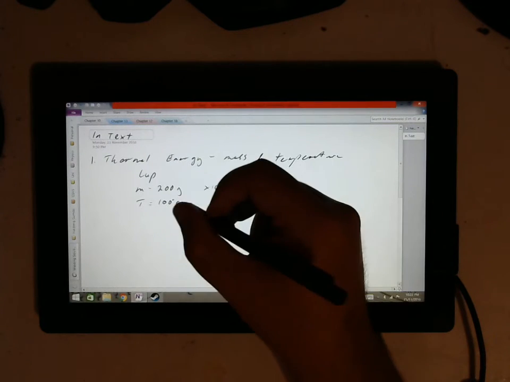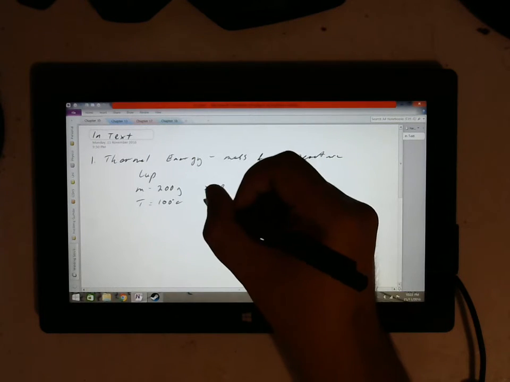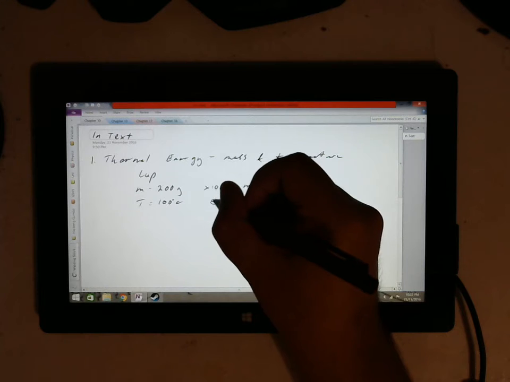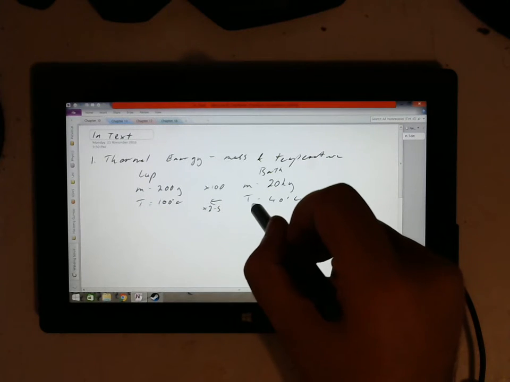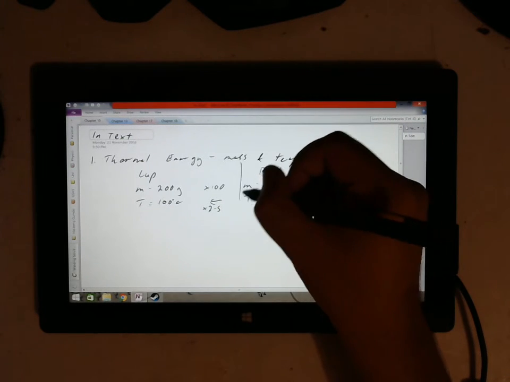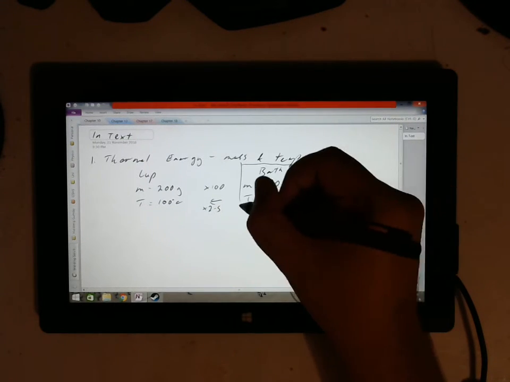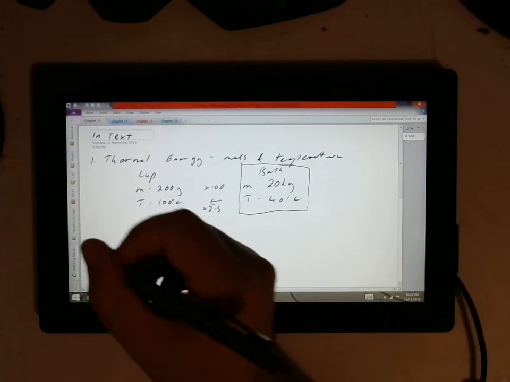Even though this number is bigger, it is only 2.5 times bigger in that direction. So yes, it's a hotter temperature, but there's a lot more mass, a lot more particles in that bath, and thermal energy requires us to think about both the mass and the temperature. So in this case, bathtub wins. That one has more thermal energy.